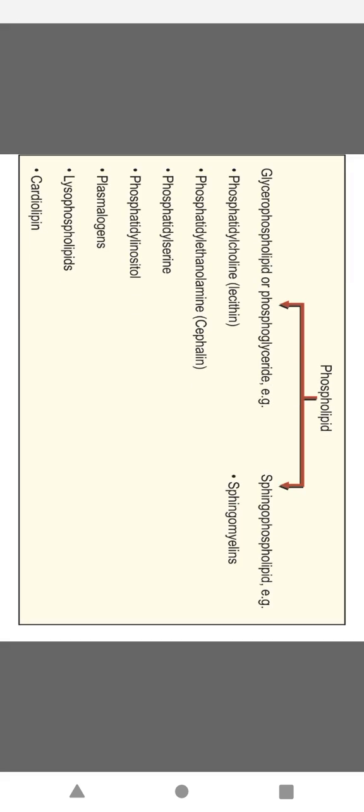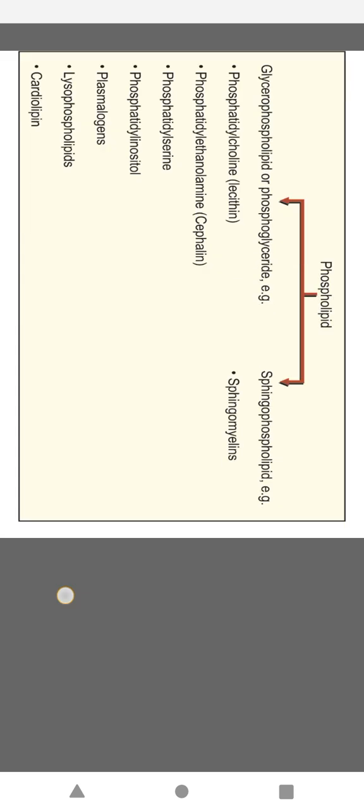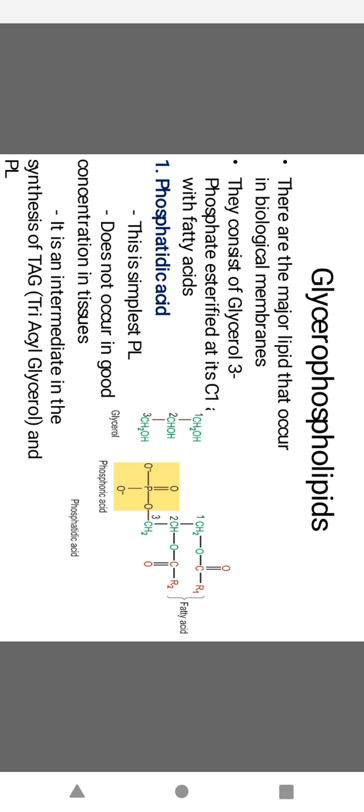Here is the flow chart of classification of phospholipids: glycerophospholipids and sphingophospholipid. These are the types of glycerophospholipids, also known as phosphoglycerides. Glycerol is the alcohol. Phosphatidylcholine, phosphatidylethanolamine, phosphatidylserine, phosphatidylinositol, plasmalogens, lysophospholipids, cardiolipids. These are glycerophospholipids. Next, sphingophospholipid. There is only one example, sphingomyelin. Next, we study the phospholipids one by one.